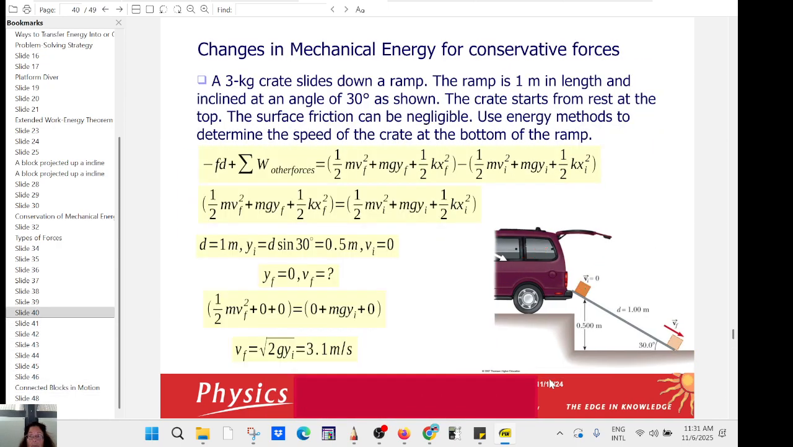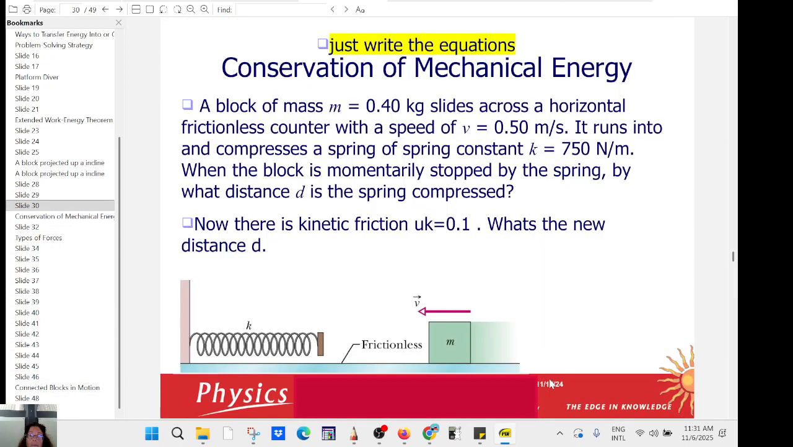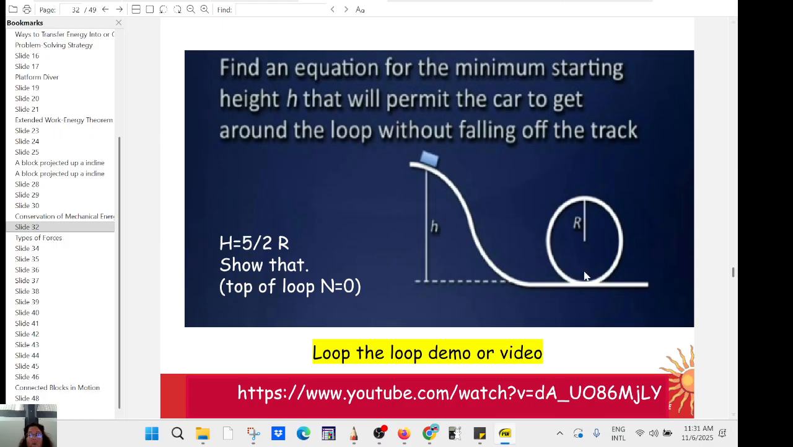Okay, let's go to something very fun. Let's go back. The idea is to know exactly how high you have to place the block to make sure it makes the loop, so it doesn't become the loop of doom. So it's a loopy loop. You want to find the minimum height to make sure it makes it around.